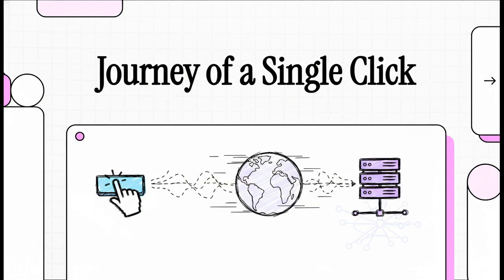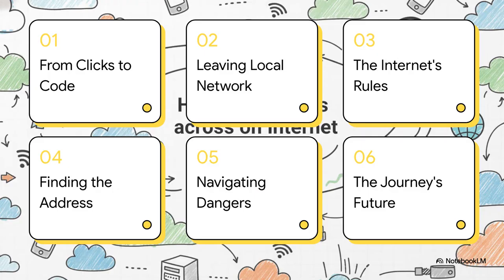Let's dive in. We're going to break this journey down into 6 key stages. We'll start with how your click becomes code, see how it gets out of your house, learn the rules of the road it has to follow, figure out how it finds its destination, look at the dangers it has to avoid, and finally, peek into the future of this whole process.